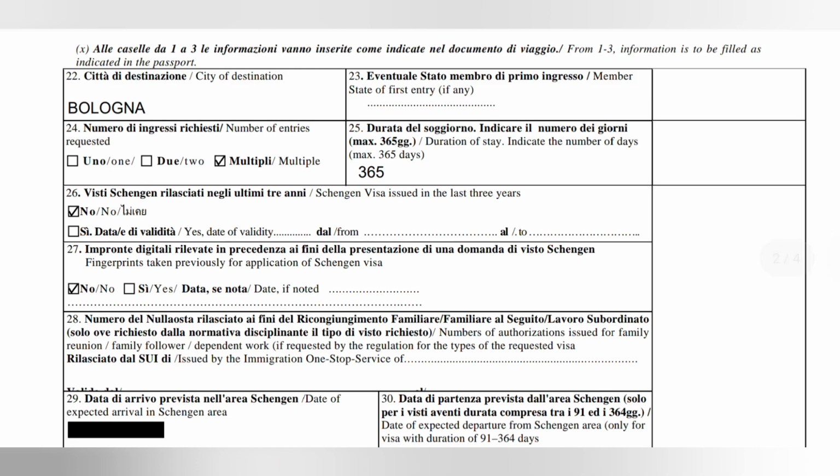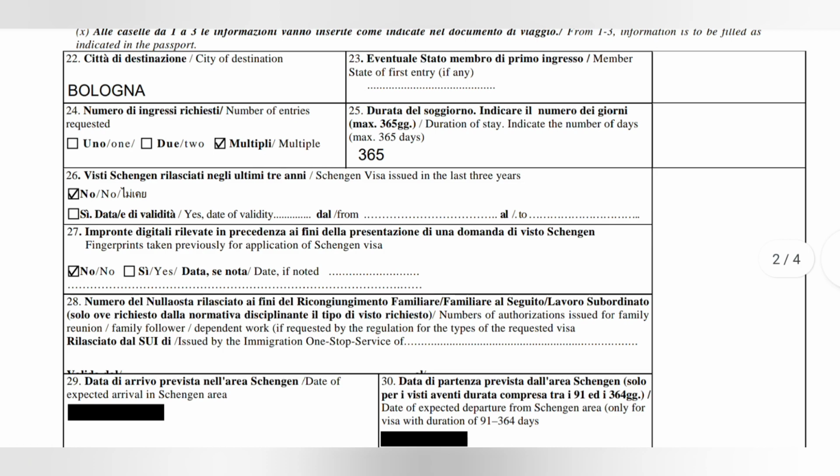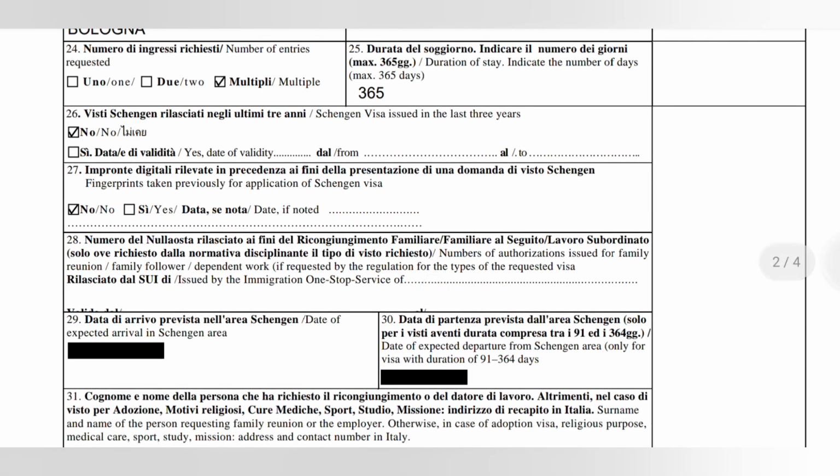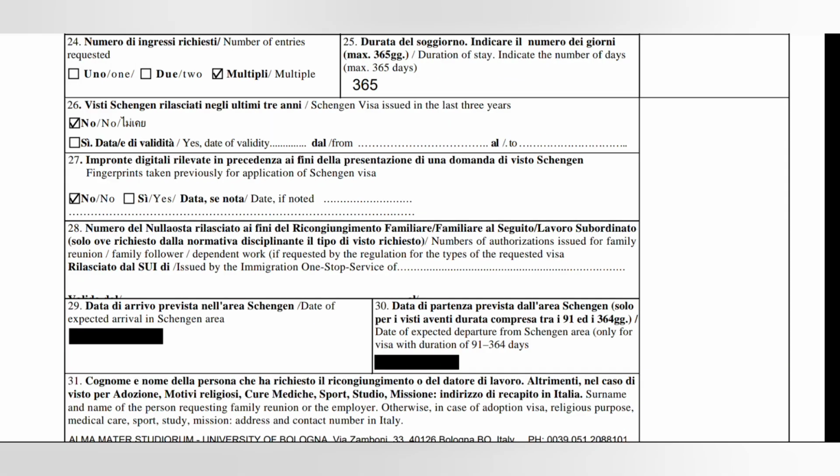So, number of entries requested, multiple. Choose multiple here. Duration of stay, it can be a maximum of 365 days. So, you will get the visa for 365 days. So, write 365 here. Schengen visa issued in the last 3 years. If yes, then choose yes and give details. In most cases, it will be no. So, no. Fingerprints taken previously for application of Schengen visa. If yes, then yes. Mostly it will be no.